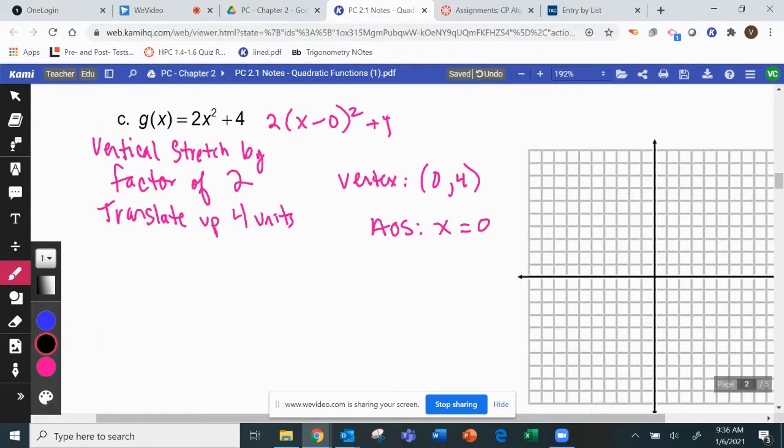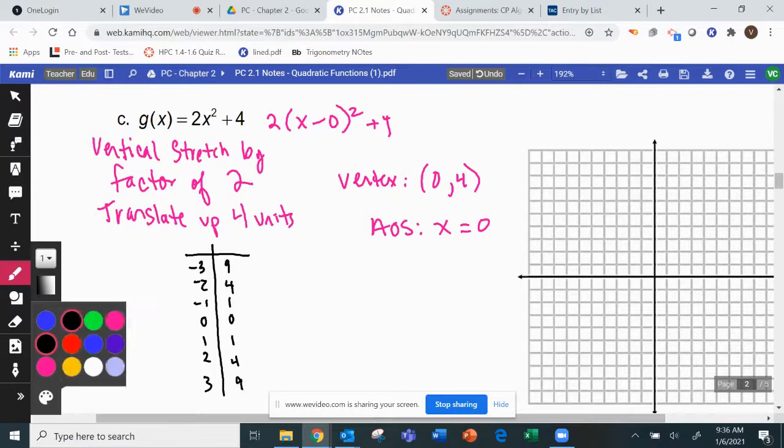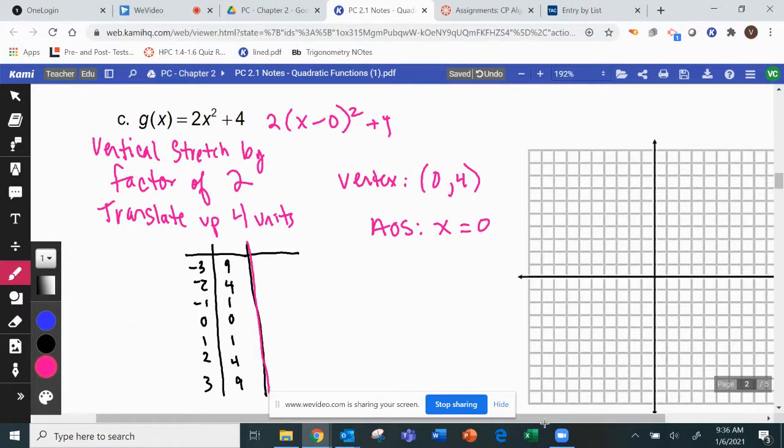I'm going to make a table. And I'm going to apply my transformations. Both of these transformations are vertical. So I need to make sure that I do the multiplication before I do the addition.